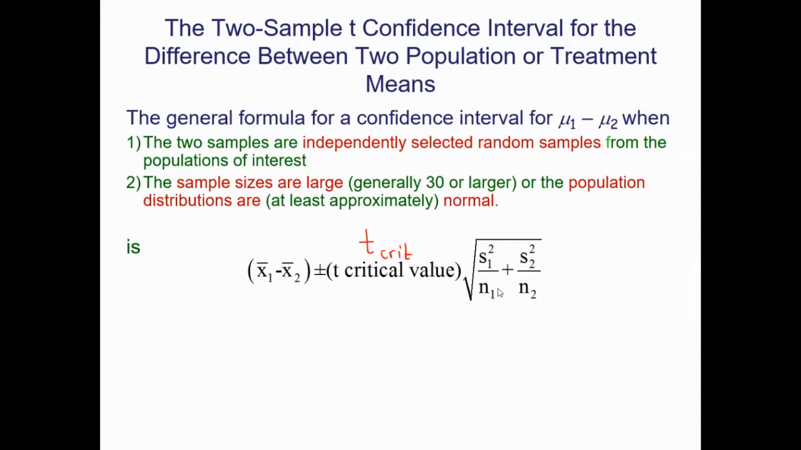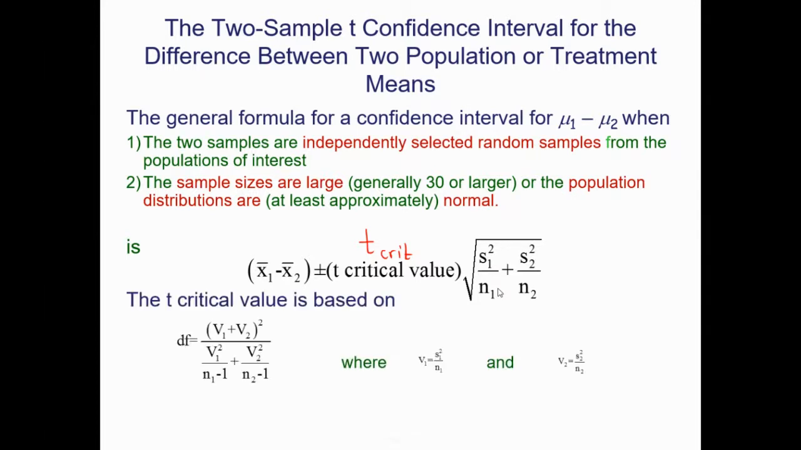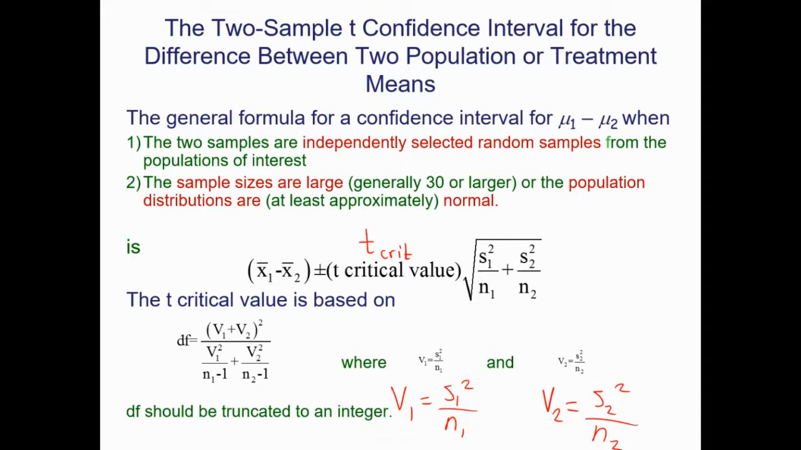Now, the T critical value will also be based upon our degrees of freedom formula. I realize these are small, so I'm going to rewrite them bigger down here. It's really the same formulas that we've learned before, for degrees of freedom. And just like before, we need to make sure we truncate the degrees of freedom to an integer.